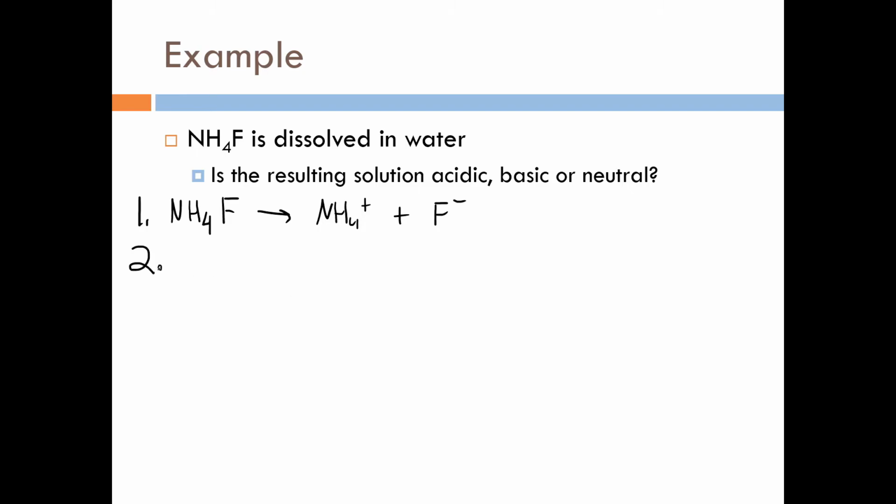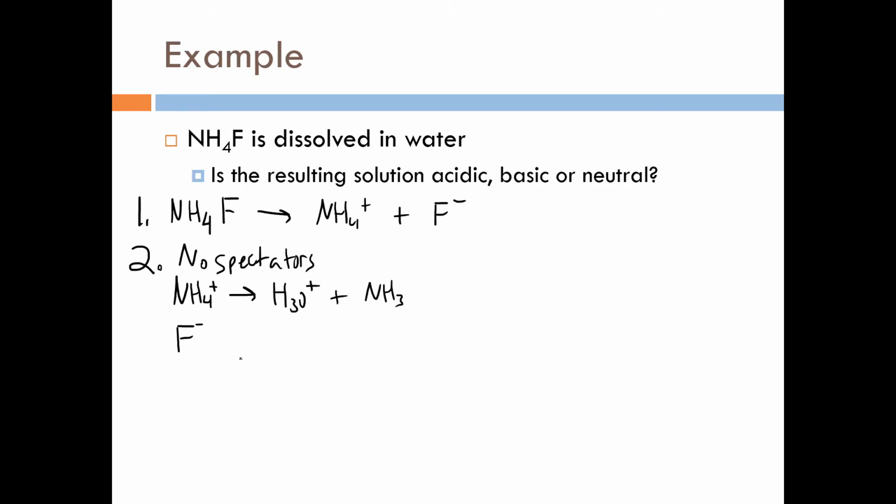Now here, there are no spectators. We know from the first example that NH4+ is not a spectator, and F- is not the conjugate base of a strong acid, so we know it's not. So now we look and see, where do these fall? Well, we know NH4+ is going to have an acid form, so NH4+ will go towards hydronium and NH3 from the first example.